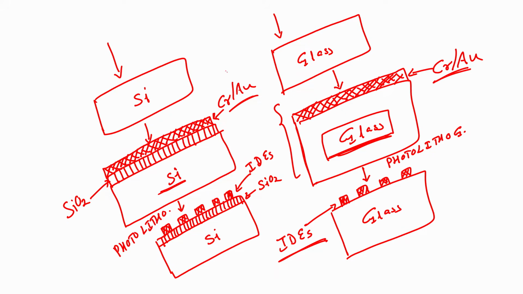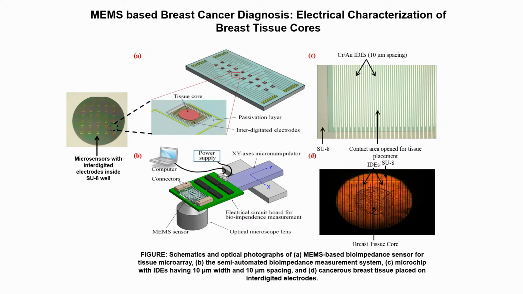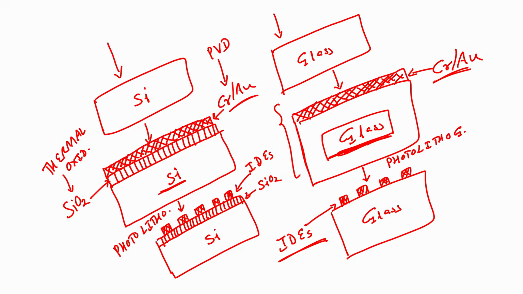electrodes. This metal is grown using a technique called physical vapor deposition. Silicon dioxide is grown using thermal oxidation. All right. Now, what is silicon dioxide? Silicon dioxide is nothing but glass, right. So, this is how you can fabricate interdigitated electrodes. We will discuss the process flow later on in the few modules from now.